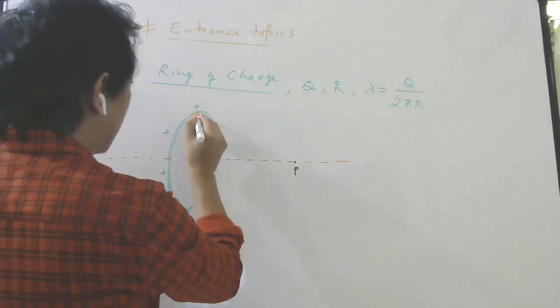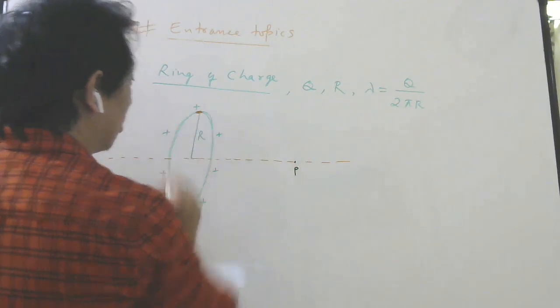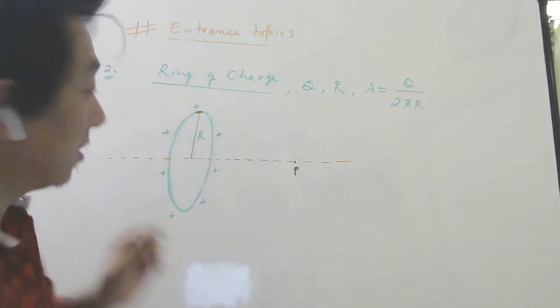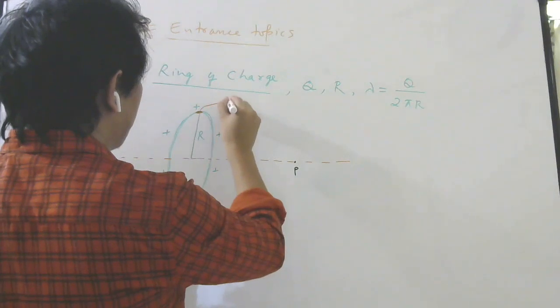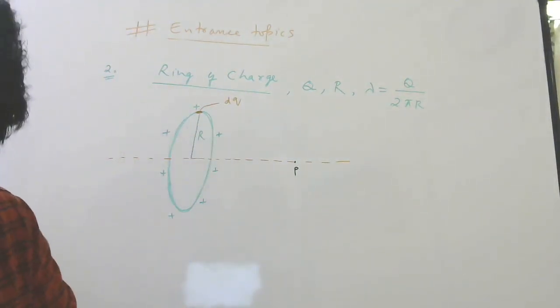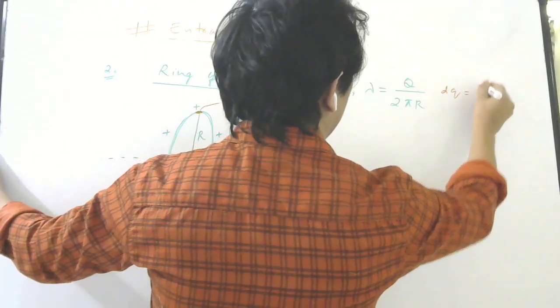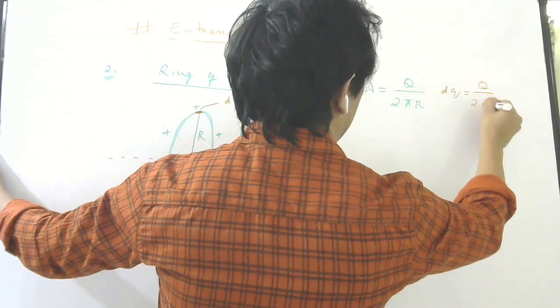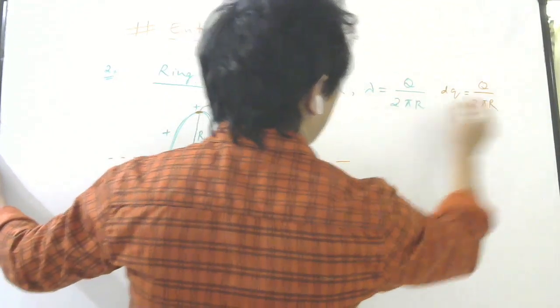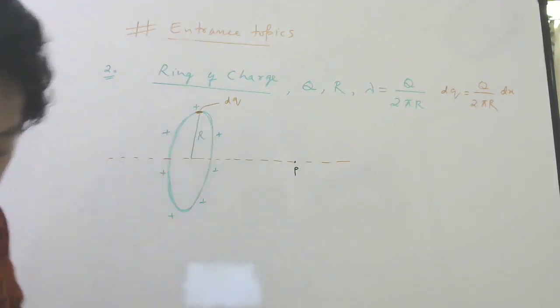But you can imagine this is made up of many small pieces. So let me take a small piece. Piece here means part. And the charge on this part, let me write dq. Now, what will be dq? Already we have told, dq will be total charge by total length. Total length is 2 pi r, into dx. Yes or no? So that will be your dq.